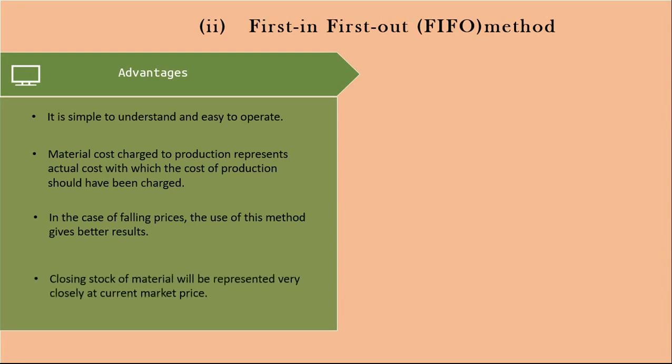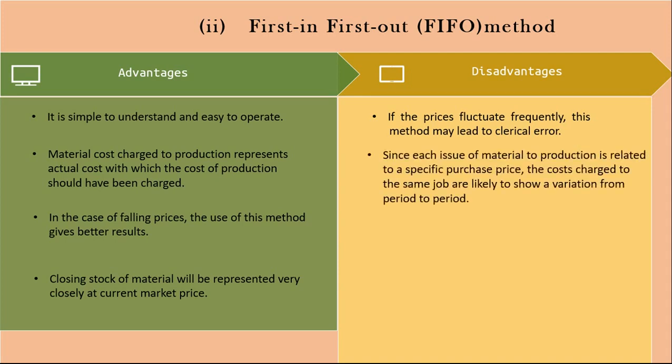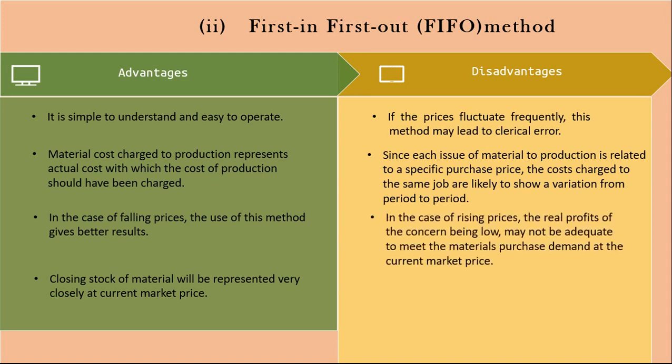Advantages and disadvantages of FIFO. Advantages. It is simple to understand and easy to operate. Material cost charged to production represents actual cost with which the cost of production should have been charged. In the case of falling prices, the use of this method gives better results. Closing stock of material will be represented very closely at current market price.